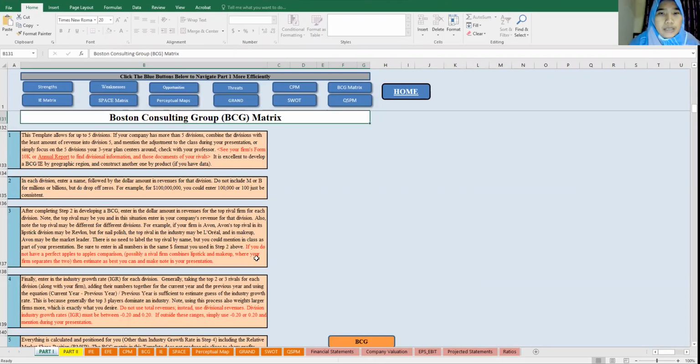So bila dah klik button BCG Matrix dia akan pergi. So baca dia punya arahan dekat sini. So this template allows for up to 5 division. If your company has more than 5 division, combine the division with least amount of revenue into division 5. So those division yang ada less sales, so maybe you kena combine kan lah supaya boleh buat analisis ni. Mention the adjustment to the class and blah blah blah.